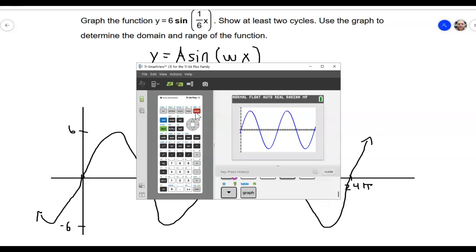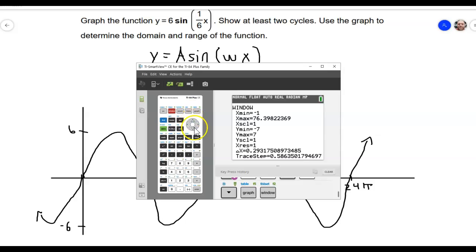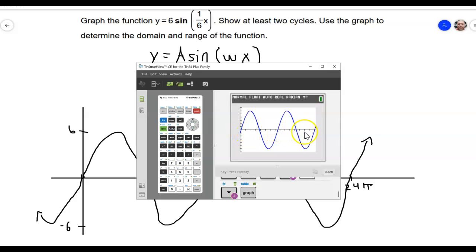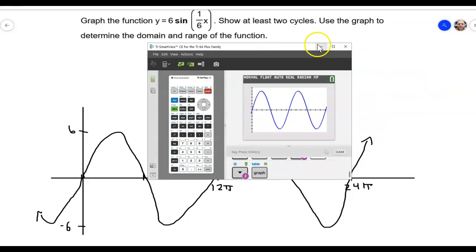2 complete cycles, 1 and 2, and it does. That looks beautiful. If I wanted to, I could change the scaling to maybe 5 here. I can leave the Y scaling alone, but make it look a little nicer, instead of being all bunched up. But that's how we do it in our calculator. That looks right. It confirms my hand-sketched graph.